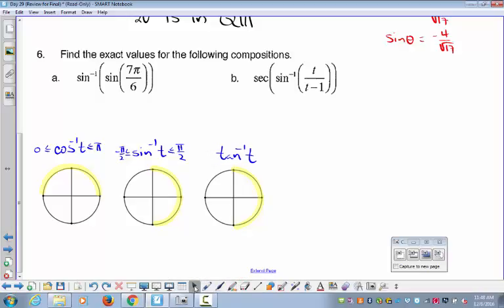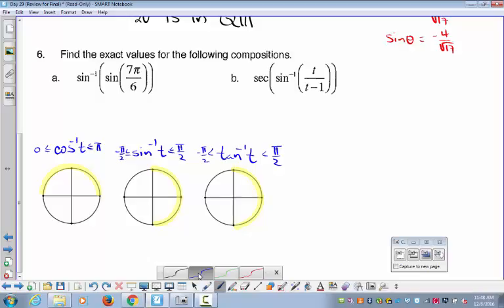Similarly for inverse tangent, the only difference is that we don't include the endpoints. So we use strict inequalities instead of compound inequalities. Okay, so those are the 3 main things for our inverse trigs. They're angles that are restricted to the top or the right half of the unit circle.